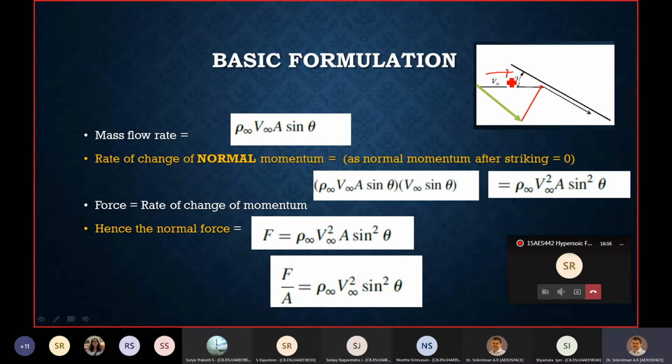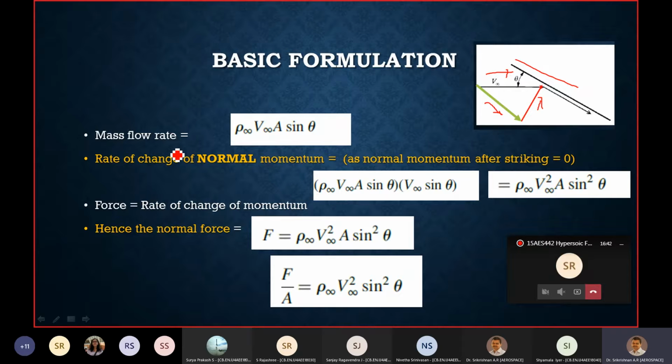You have the incoming flow, you have the inclined plate, you have the angle. So you have the V infinity here, you have the tangential component, you have the normal component. Now let's see how we formulate it. The mass flow rate, based on the projected area, is rho V infinity A sine theta.